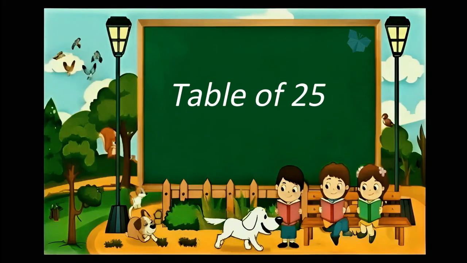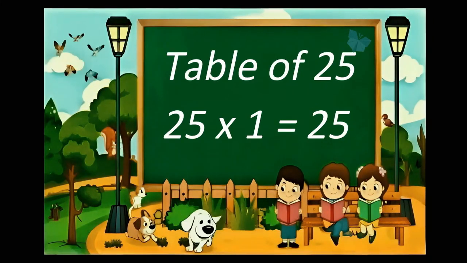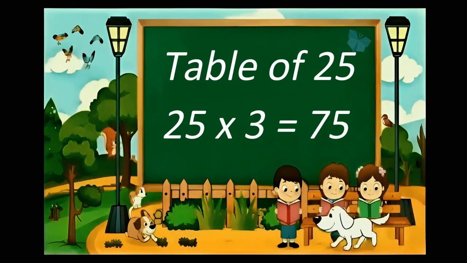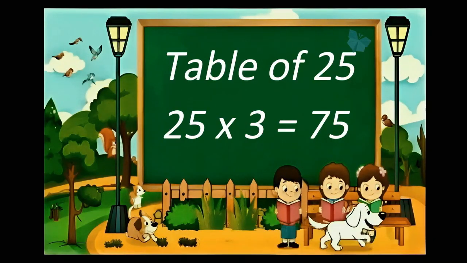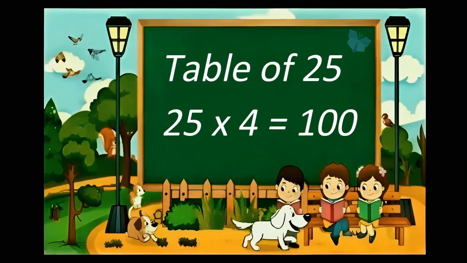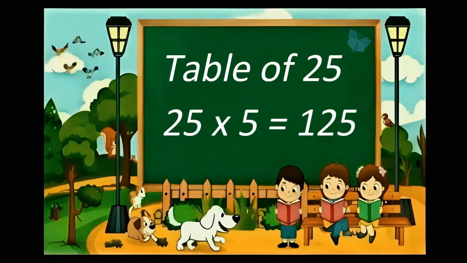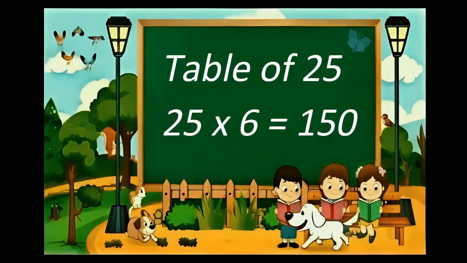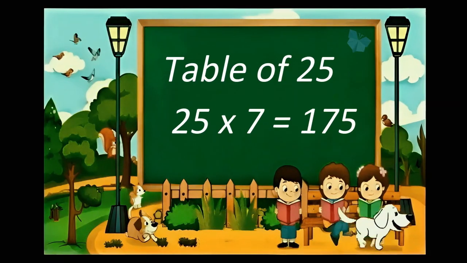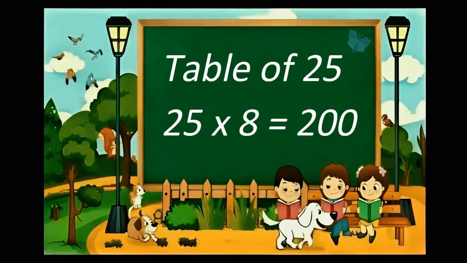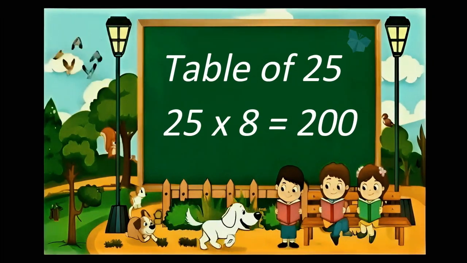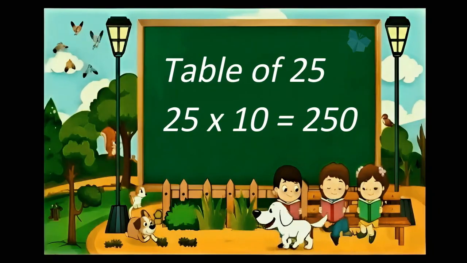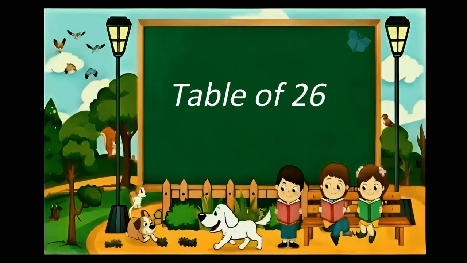Table of 25. 25 ones are 25. 25 twos are 50. 25 threes are 75. 25 fours are 100. 25 fives are 125. 25 sixes are 150. 25 sevens are 175. 25 eights are 200. 25 nines are 225. 25 tens are 250. Table of 26.